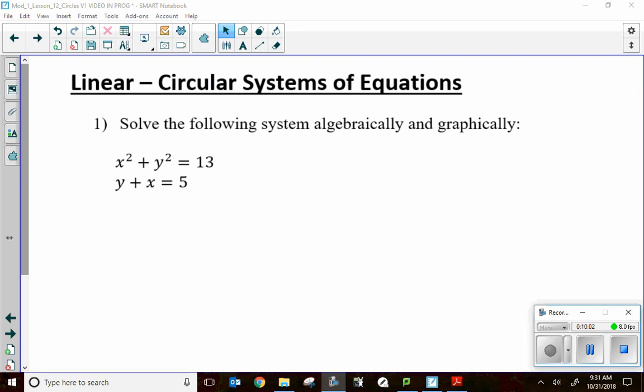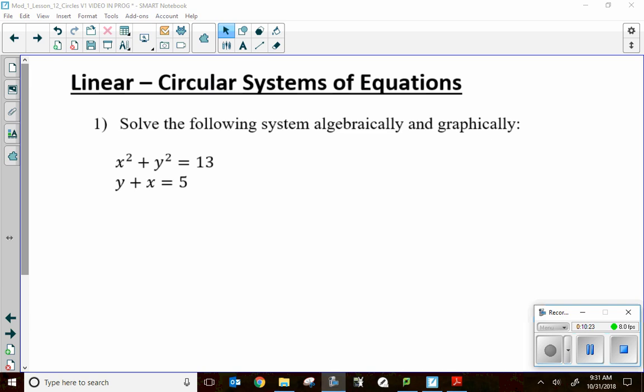And on to the next one. Now we're just back to straight out algebra. This is where people feel the most comfortable, and that's fine. These are common problems. Solve the following system algebraically. It says and graphically, but let's just solve this algebraically for now. We won't worry about graphically for the moment.